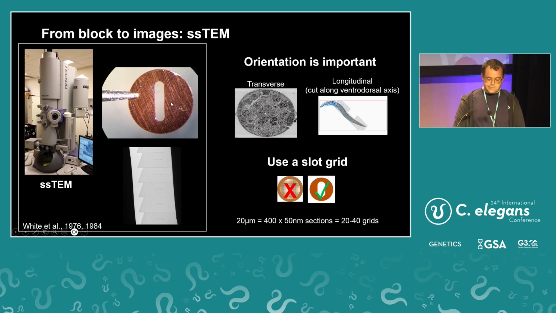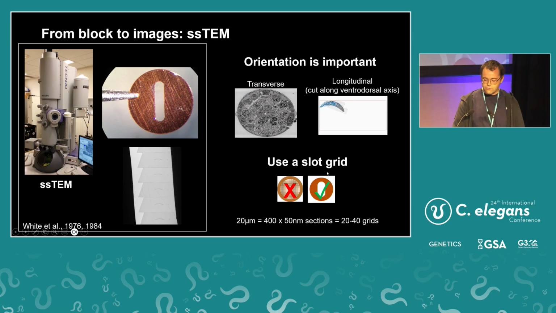If you talk to your EM core about doing some C. elegans EM, there are a couple of pointers that you might want to give them to make life easier for you in the long run. One Mia just alluded to was the orientation of the worm is super important. You want to be able to cut it either transversely or longitudinally along the ventral dorsal axis so that the worm isn't going in and out of the section. And it just helps to be able to ID things and see where you are.